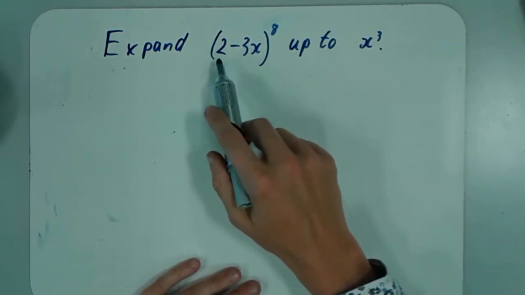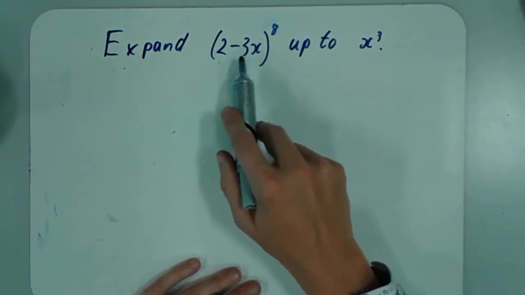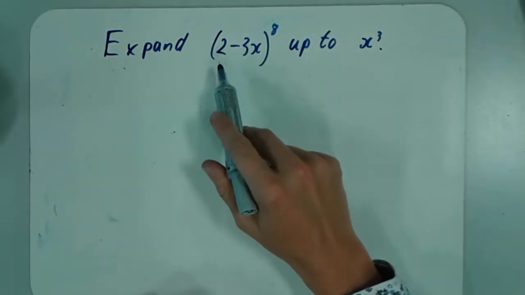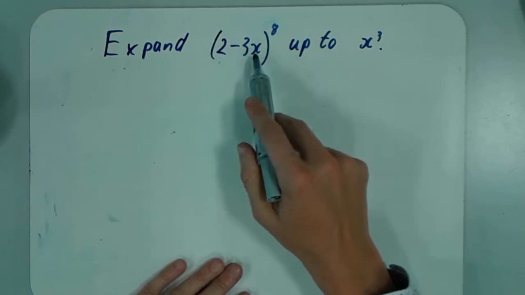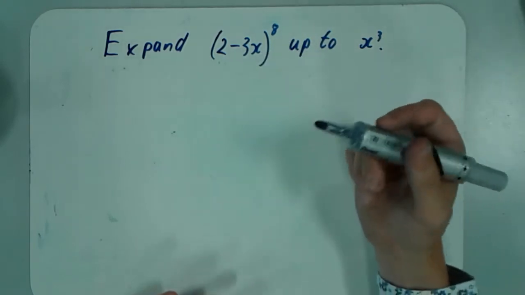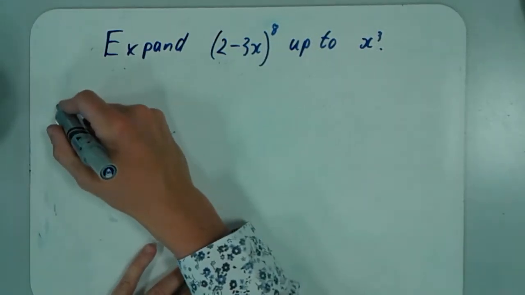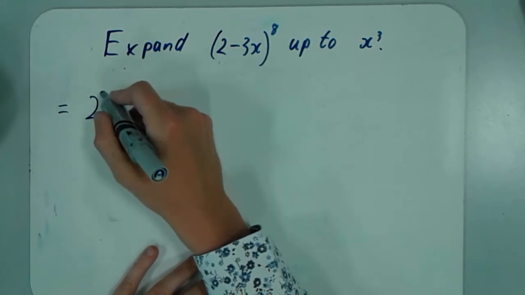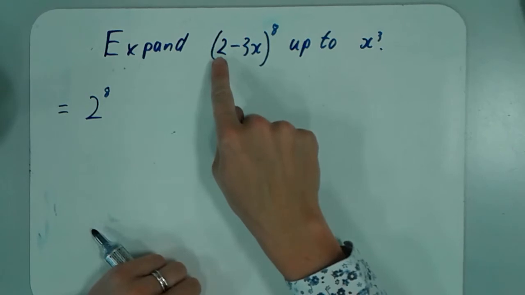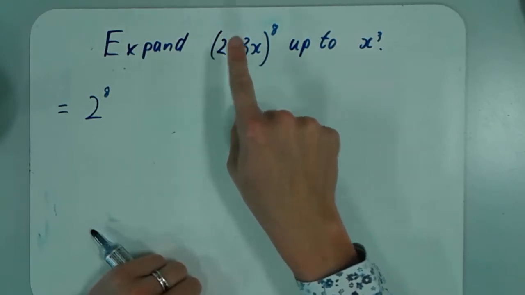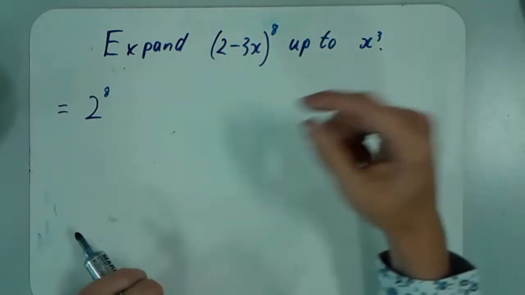So let's imagine that we had 8 of these brackets all multiplied together. My first term, which would involve no x's, would just be 2 times 2 times 2 times 2, 8 times. So our very first term in this expansion is just going to be 2 to the 8. Imagining those 8 brackets, each time I multiply out, I would just choose that first term in each, 2 times another 2 times another 2, and so on.